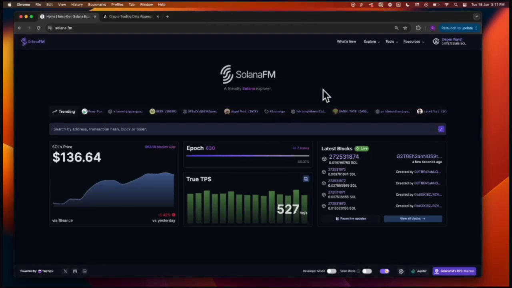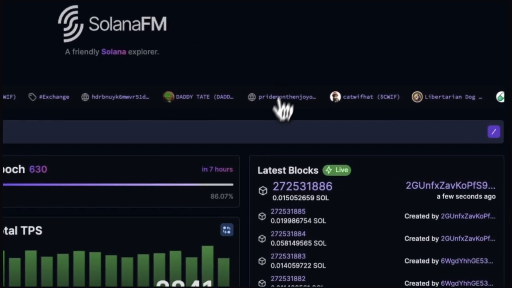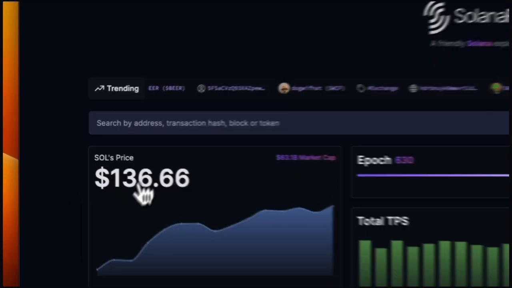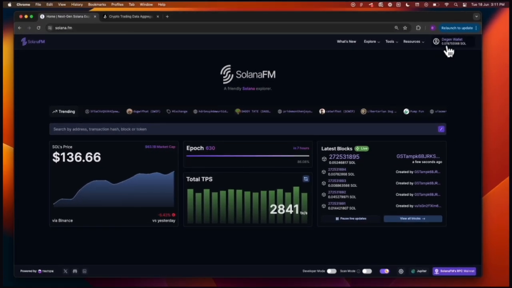This is just a quick demonstration on how you can declutter a transaction of a whale account using SolanaFM. As you can see, the front page always displays very important network metrics like price, TPS, and it's always great to have your wallet connected to the Explorer.